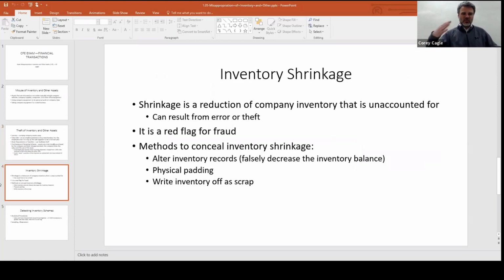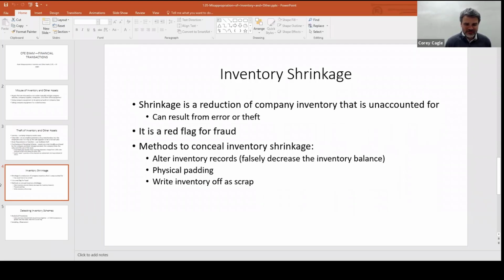And then here's a more comprehensive discussion on inventory shrinkage, which is a favorite little test item because it shows up in several little areas. But the official definition of inventory shrinkage is a reduction of company inventory, a real reduction of inventory. The inventory is gone, but it's not accounted for in the records. So if somebody steals inventory, that causes inventory shrinkage. Or there might be errors, things like that. Inventory shrinkage that's going on, that's a red flag for fraud, of course.